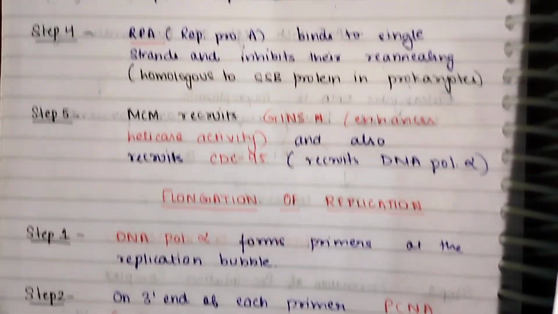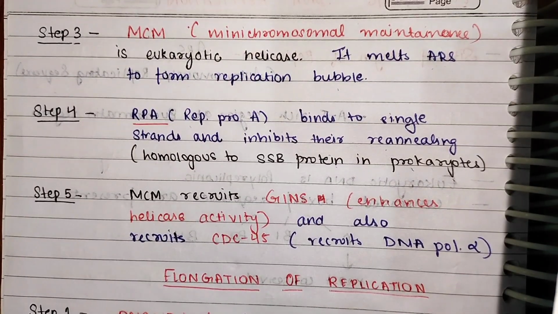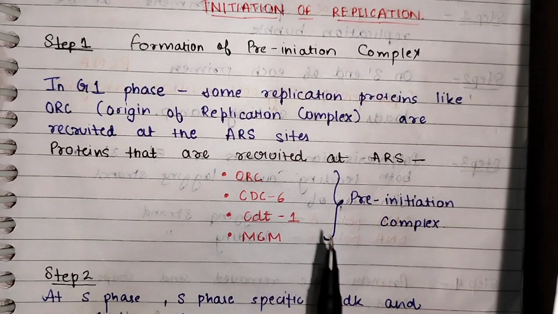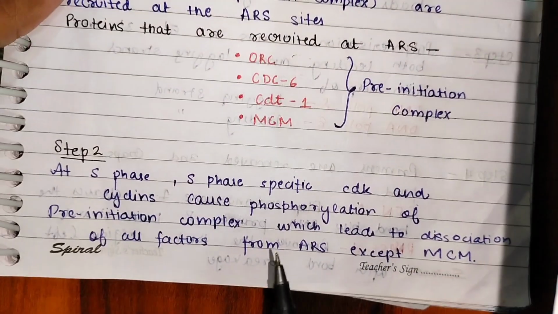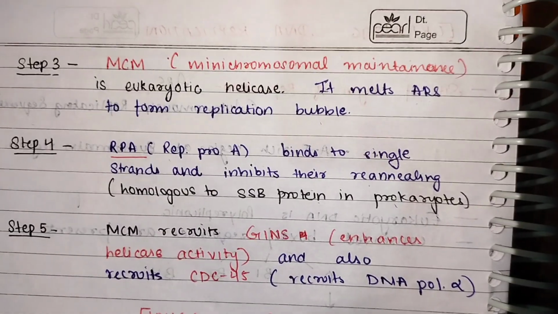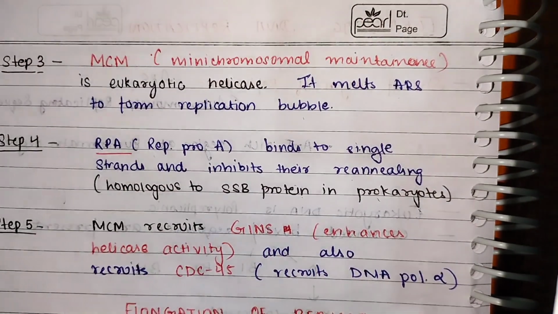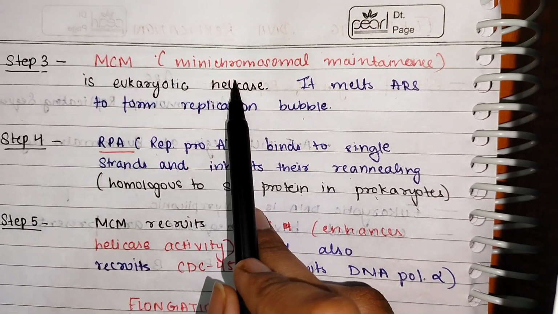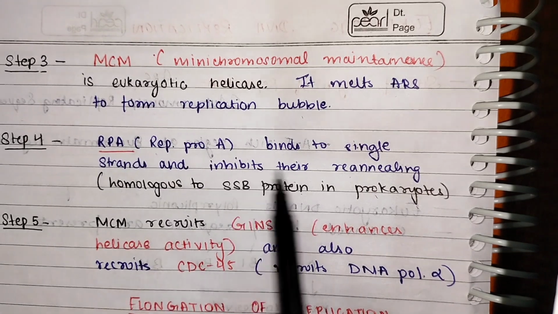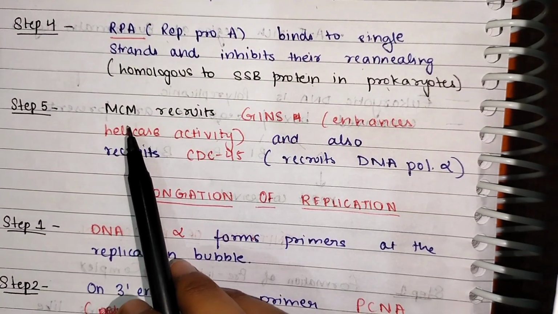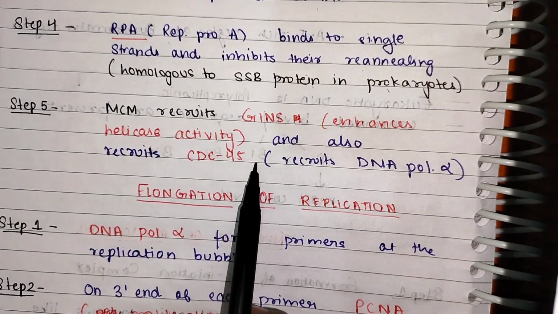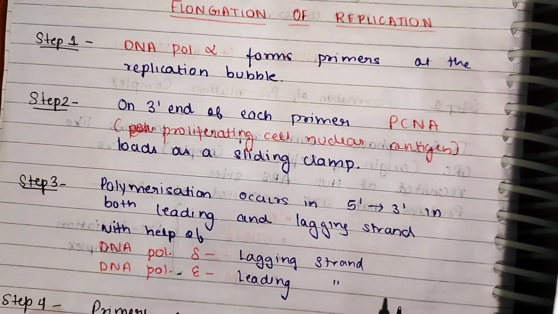So this is the initiation step, in which first of all there is the formation of the pre-initiation complex. Then at S phase they get dissociated and only MCM remains. Then the MCM performs the helicase activity and forms the replication bubble. Then RPA proteins bind and inhibit the reannealing. And then in the last step, MCM recruits GINS and also CDC45. Now we come to the elongation process of the replication.